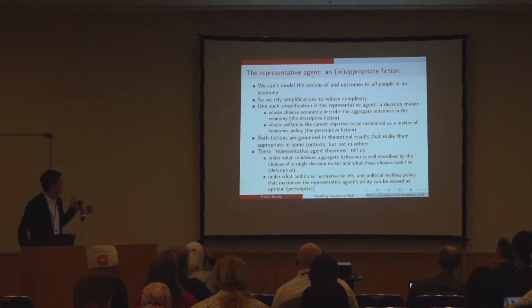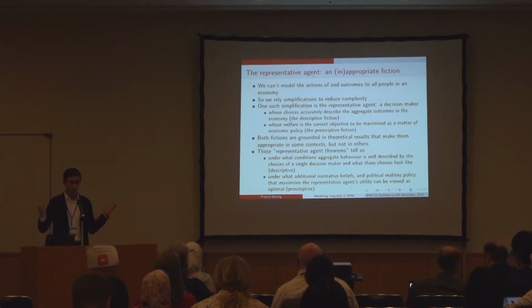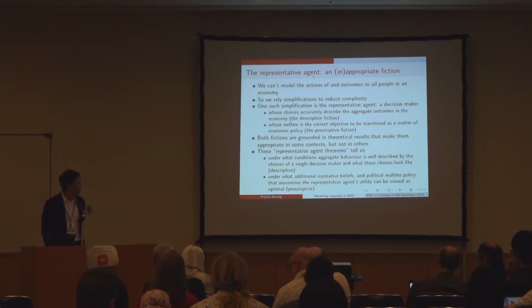These theorems, in a very simplified sense, tell us when aggregate behavior can be described by the actions of a single individual, or rather by the actions implied by the preferences of a single individual. And they also tell us under what additional normative beliefs or political structures maximizing the representative agent's utility, should he or she exist, can actually be viewed as the correct prescriptive outcome.